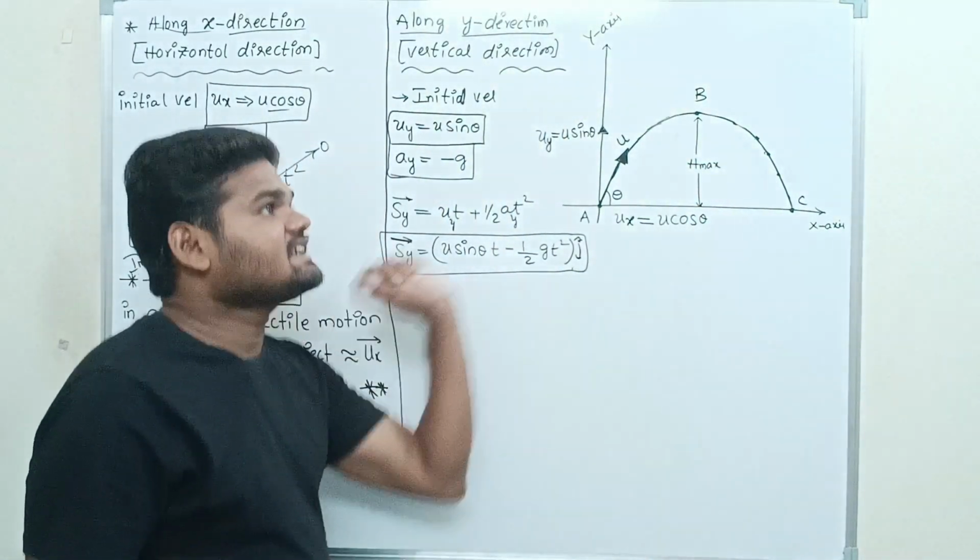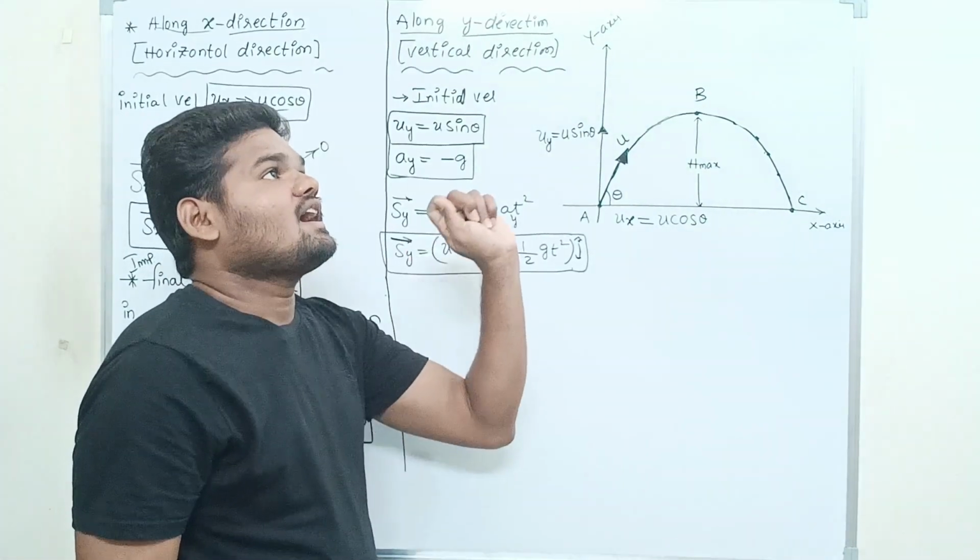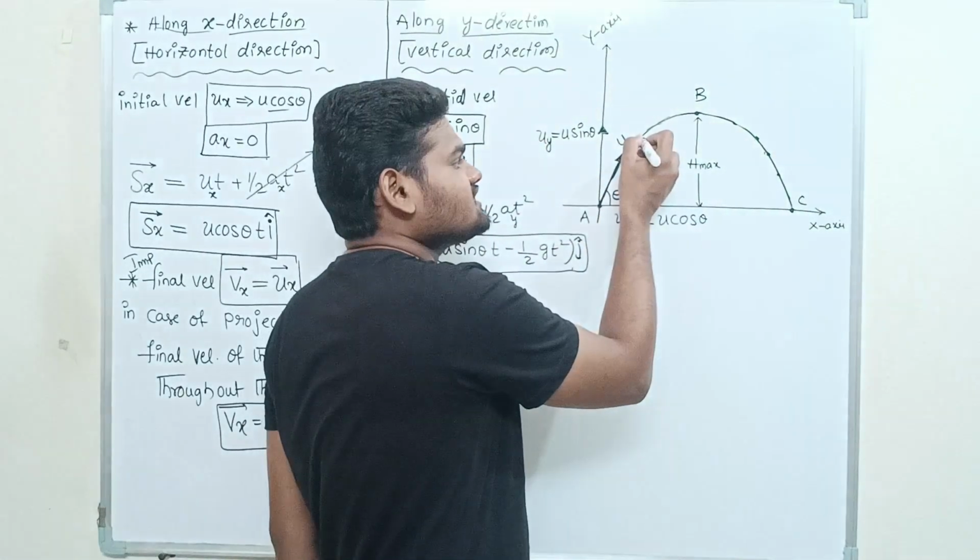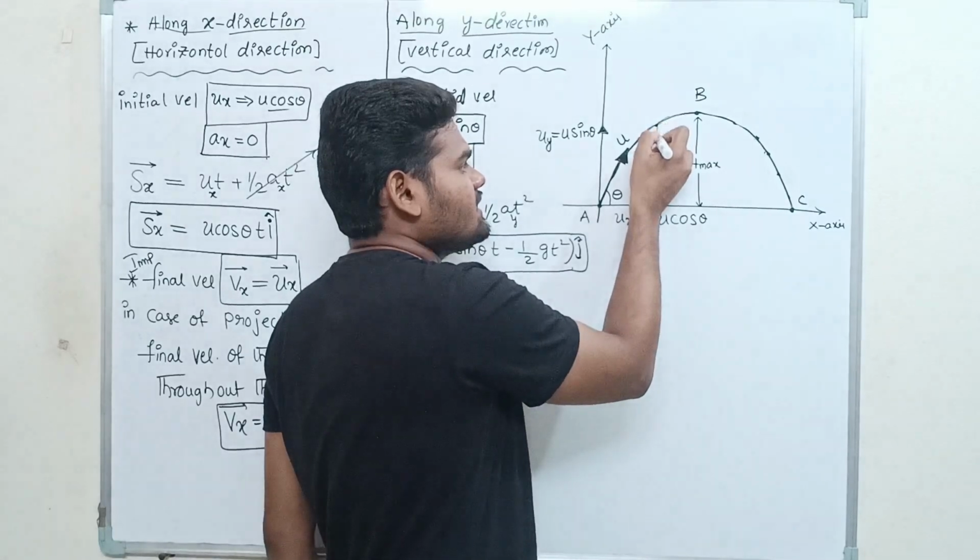Okay. So now we have projected an object with initial velocity u, and the acceleration due to gravity acts on this object in a downward direction. That means what happened?